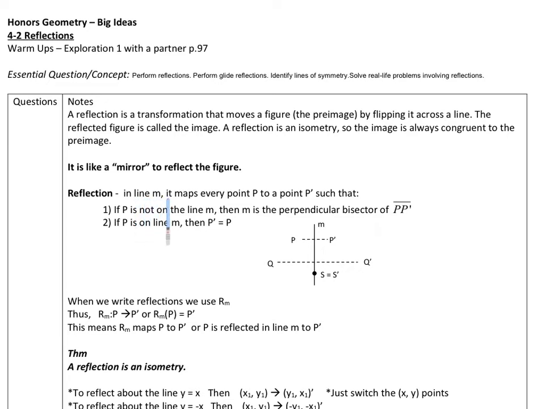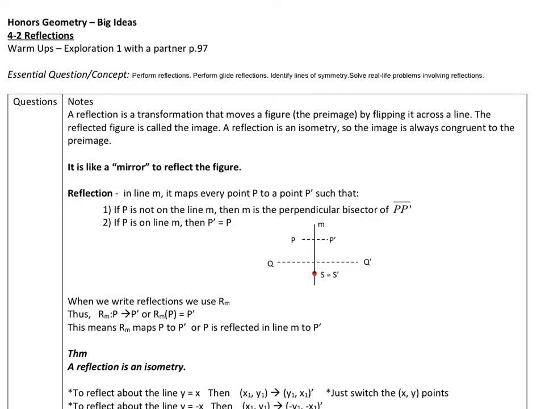So a reflection in line M maps every point P to P prime such that if P is not on line M, then M is the perpendicular bisector of PP prime. And if P is on line M, then P prime is P. So here's what it's saying. I put point P, I'm going to reflect it, flip it across. I take this same distance, as long as it's perpendicular, because it's got to be along this perpendicular bisector, and I will flip it to the other side. Just like if I started here, I would flip it to the other side. Here's Q, I flip it to the other side.